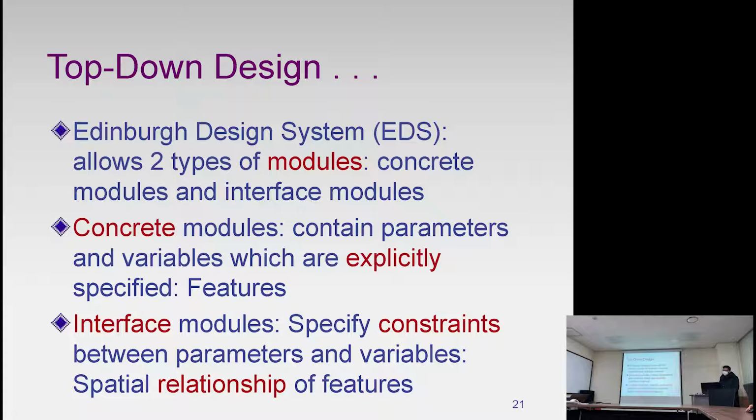Next is the Edinburgh Design System, EDS. This allows two different types of modules, which are the concrete module and interface module. Concrete modules contain parameters and variables which are explicitly specified. That is, concrete modules display features. Interface modules specify constraints between parameters and variables, and they show the spatial relationship between features.